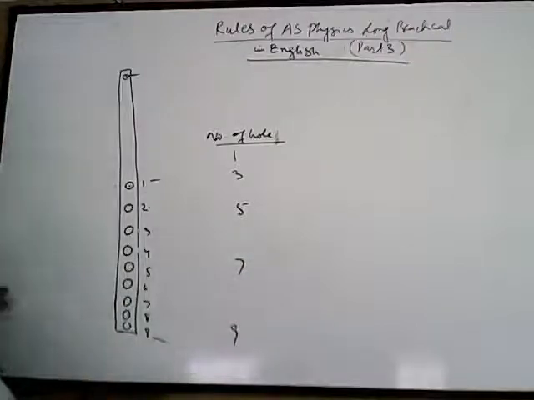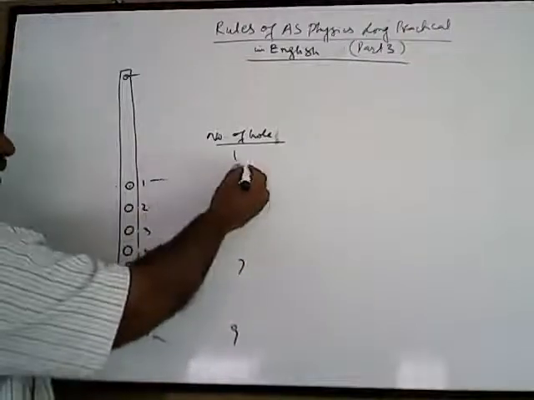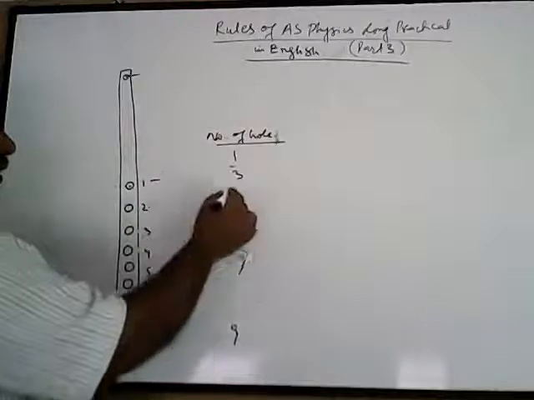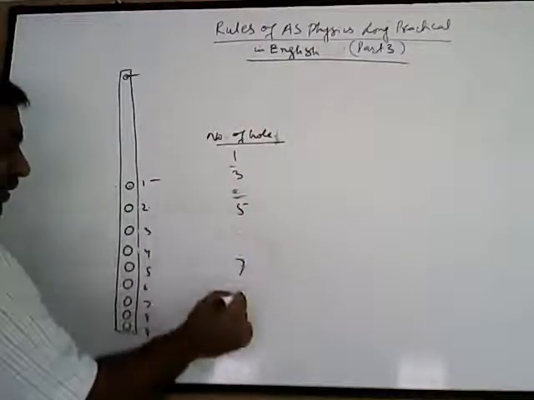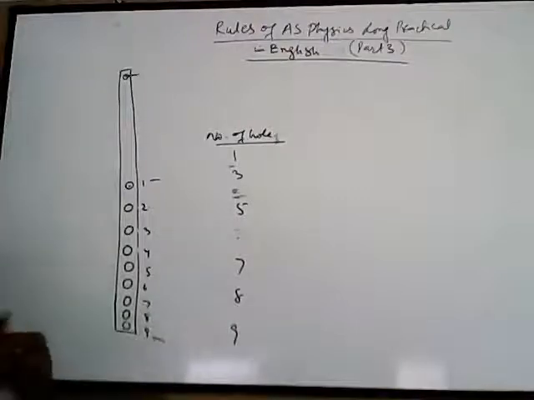Now one is up to me. If I take hole number 2, I can write it here too. If I take 4, I will write it here. If I take 6, I will write it here. If I take 8, I will write it here. So in that way, we can take the values of the independent variable.